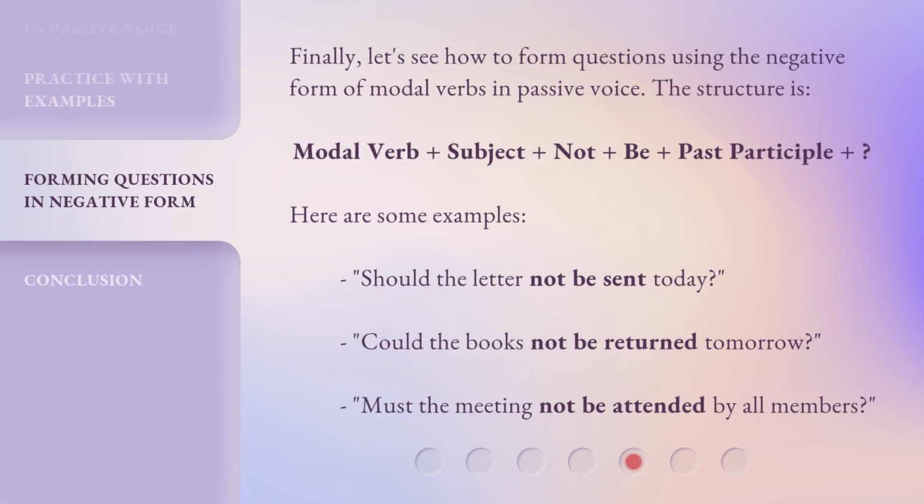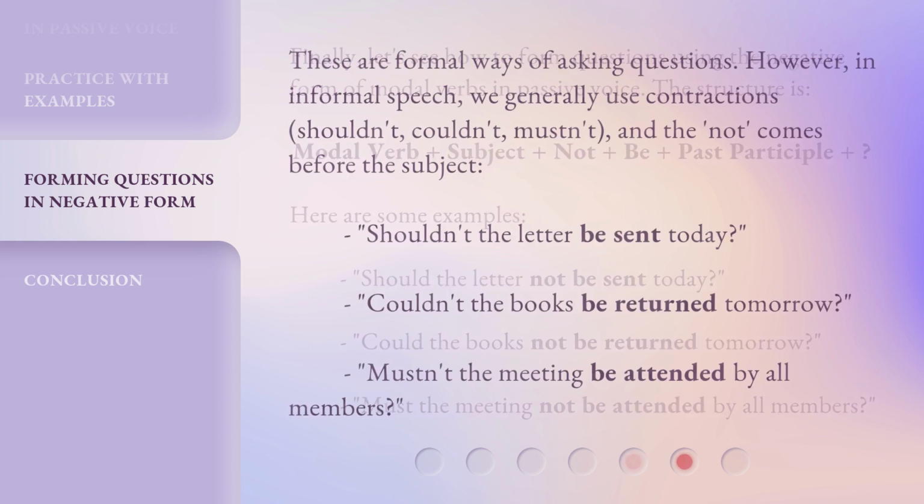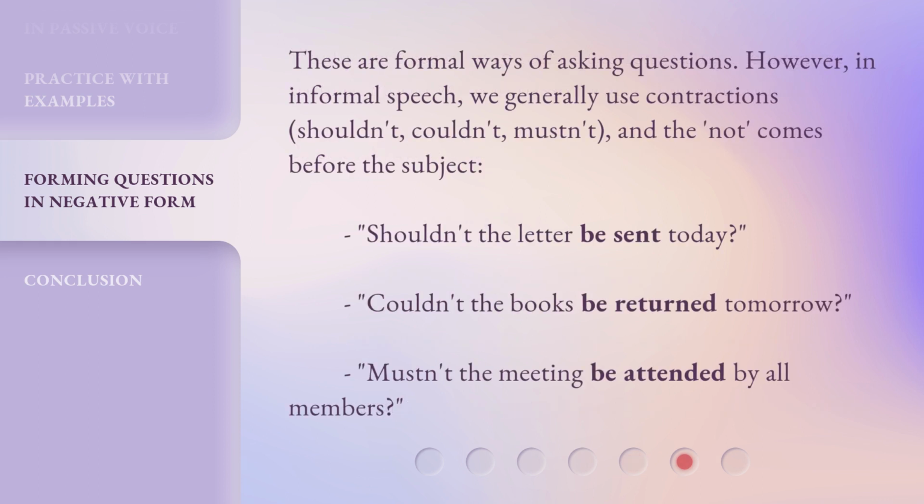Finally, let's see how to form questions using the negative form of modal verbs in passive voice. The structure is modal verb plus subject plus not plus be plus past participle. Here are some examples. Should the letter not be sent today? Could the books not be returned tomorrow? Must the meeting not be attended by all members? These are formal ways of asking questions.